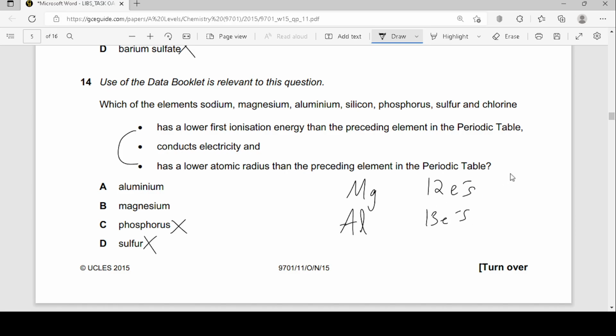So if I draw out the configuration for magnesium, then it's 1s2, 2s2, 2p, and 12 minus 4 is 8, so 2p6, and then 3s2, right? That is the configuration for magnesium. And then for aluminium, what do you have? You have 1s2, 2s2, 2p6, 3s2, 3p1, which is aluminium.